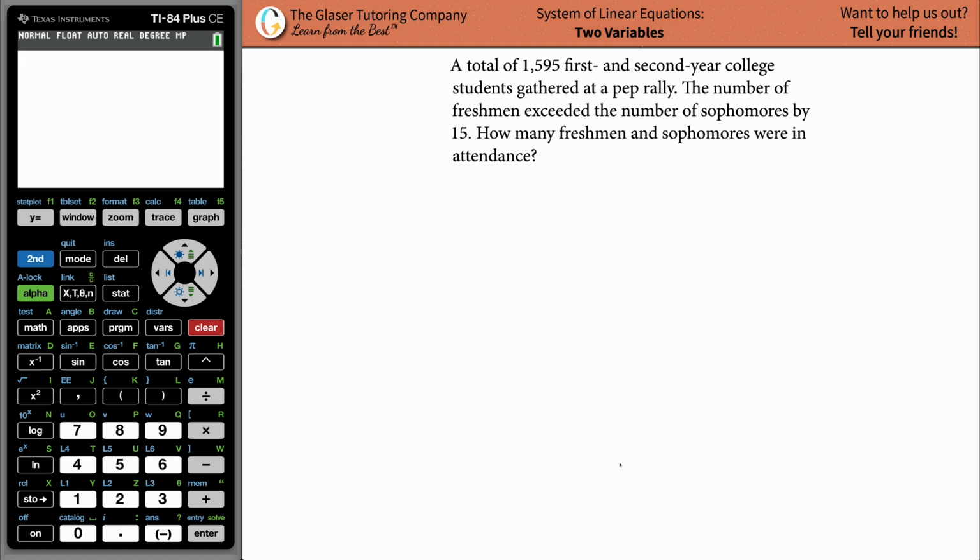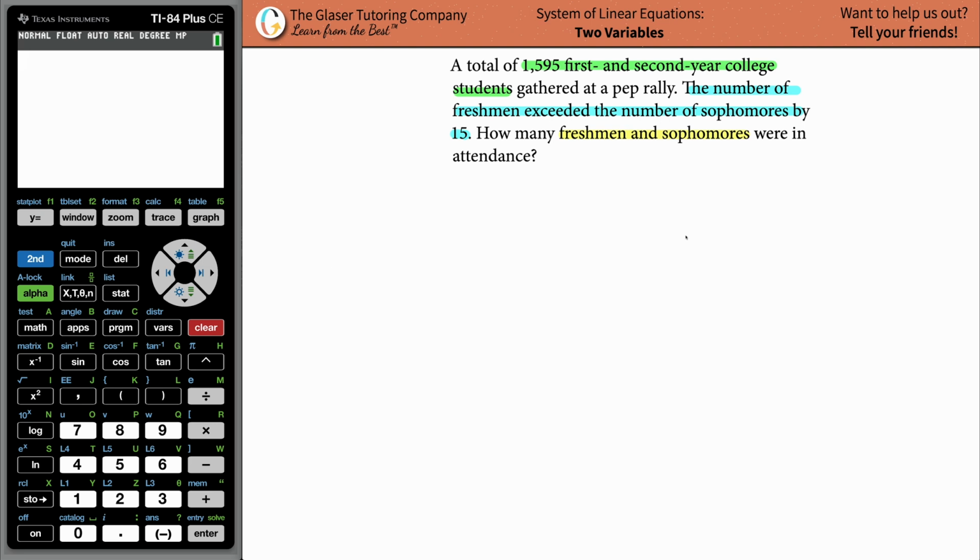We're going to be doing a word problem with systems of equations. So let's go. For this one, it says that we have a total of 1,595 first and second year college students. They're all gathered up for a pep rally. And the number of freshmen exceeded the number of sophomores by 15. I guess 15 extra freshmen than sophomores. How many freshmen and sophomores were in attendance?